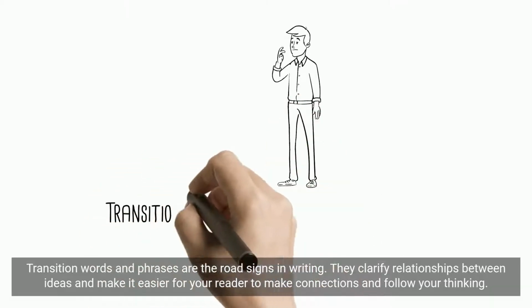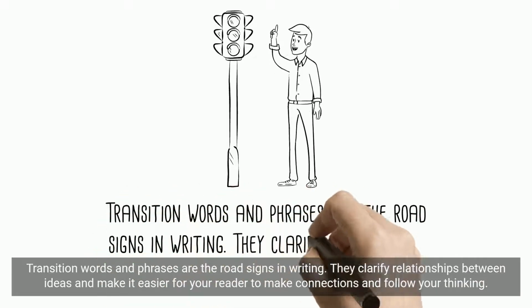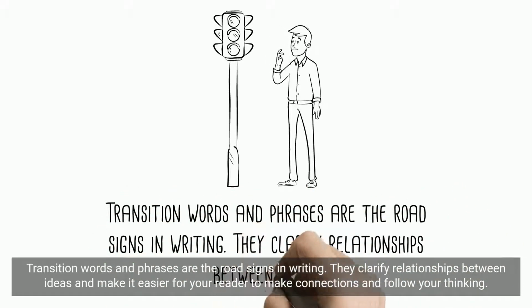Transition words and phrases are the road signs in writing. They clarify relationships between ideas and make it easier for your reader to make connections and follow your thinking.